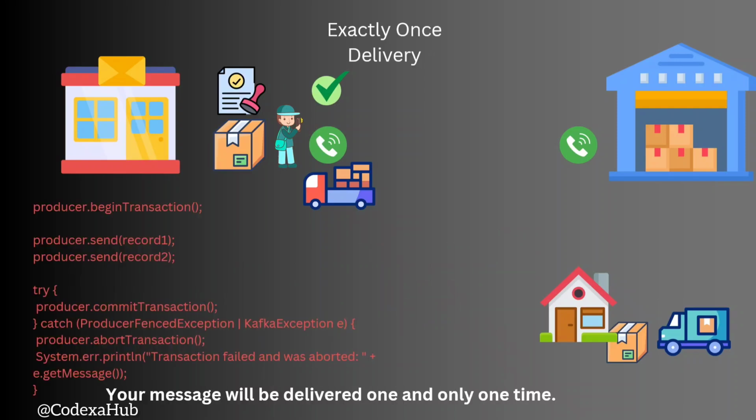Here is a sample code snippet where producer begins transaction, sends multiple records, and in the end finally commits the transaction. If messages are sent successfully, then commit transaction is successful. Otherwise, it throws an exception which can be caught and producer can abort the transaction.